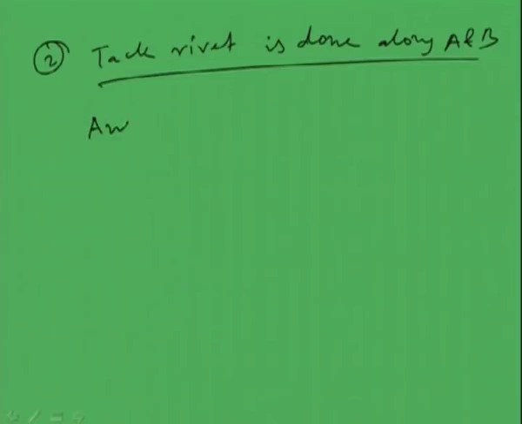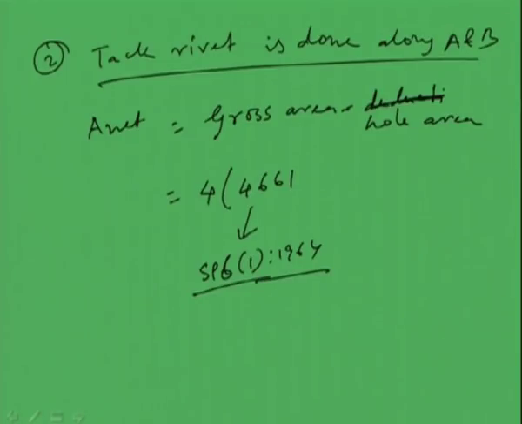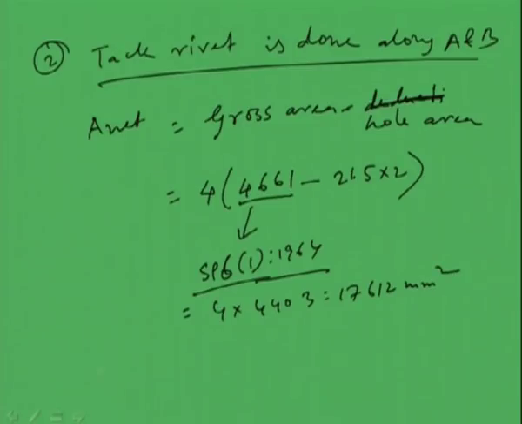The net effective area will be gross area minus deduction of hole, means minus hole area. So this will be 4 into the gross area, which we know is 4661. This we are going to get from SP 6 1964. From the handbook SP 6 we will get the area of angle ISA 200 by 200 by 12 as 4661, right? So minus hole area, hole is 21.5 into 2. From this I can find out the total area as 4 into 4403, that is 17612 millimeter square.